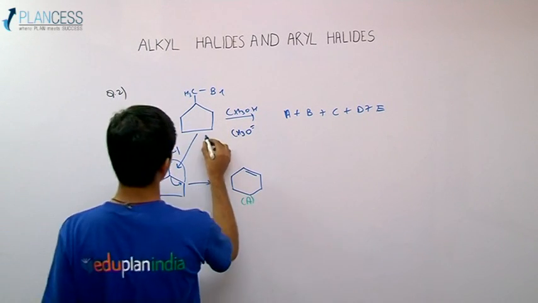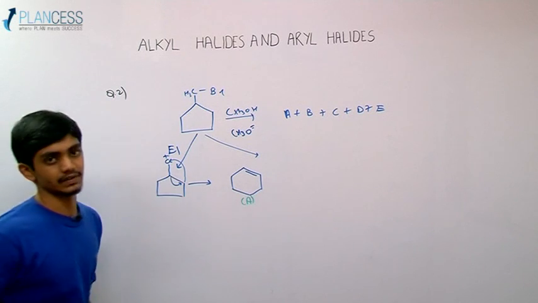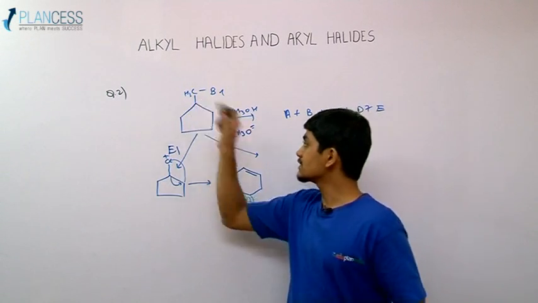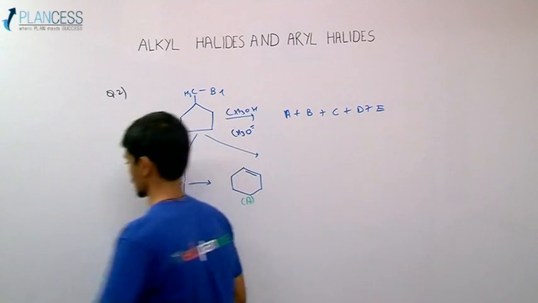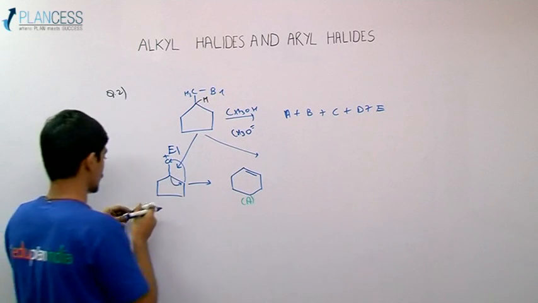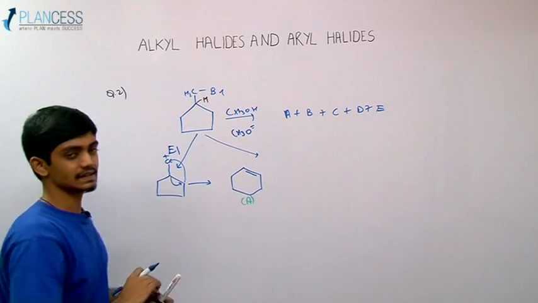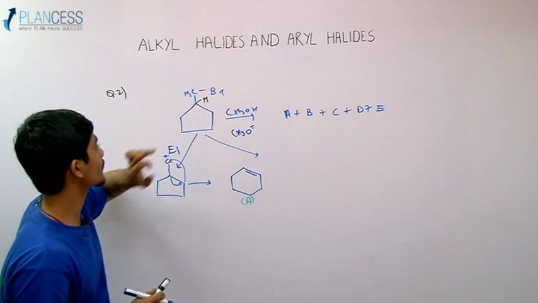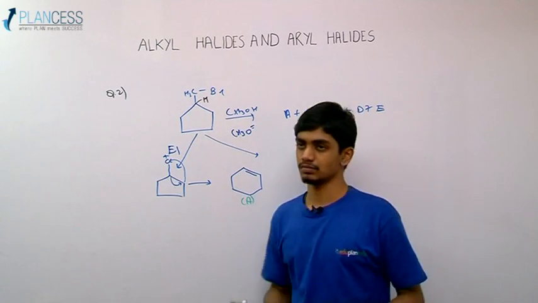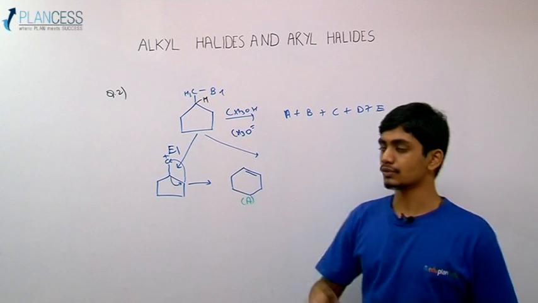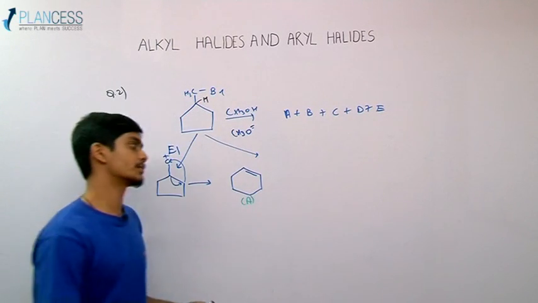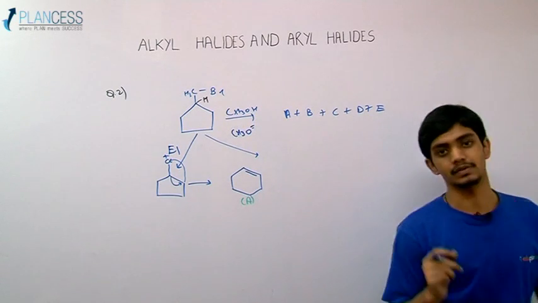Now another mechanism can be the E2 mechanism. In the E2 mechanism, this Br and this hydrogen which is present over here, there is exactly one hydrogen. So this Br has to go in such a position that this hydrogen and that Br are anti to each other and coplanar. Definitely this is a single bond, so the carbon can rotate and we can definitely get that configuration.